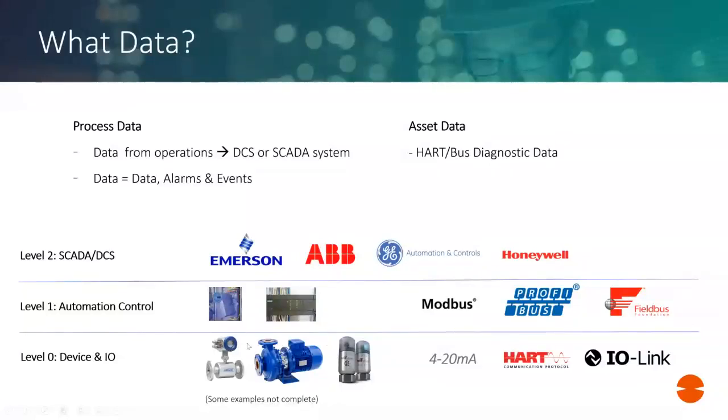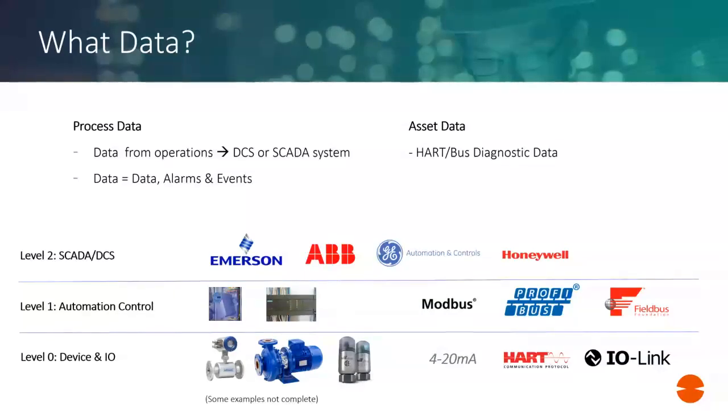So the devices out in your field may talk 4 to 20 milliamp with HART superimposed over it, or they may provide some more modern interfaces like Modbus and Profibus before the streaming data actually ends up in your SCADA and DCS systems. These are just some examples of systems and sensors, of course.